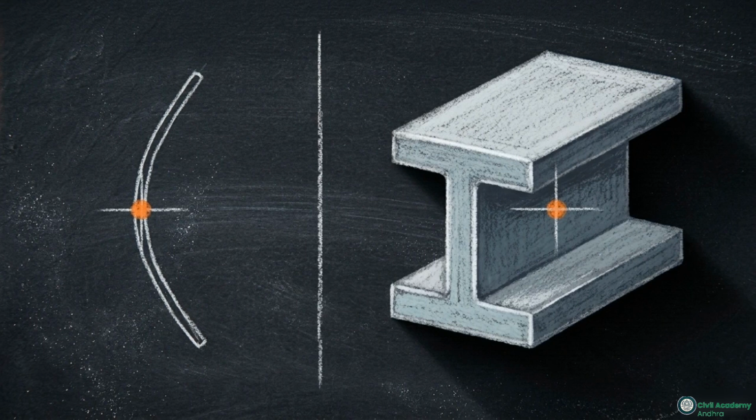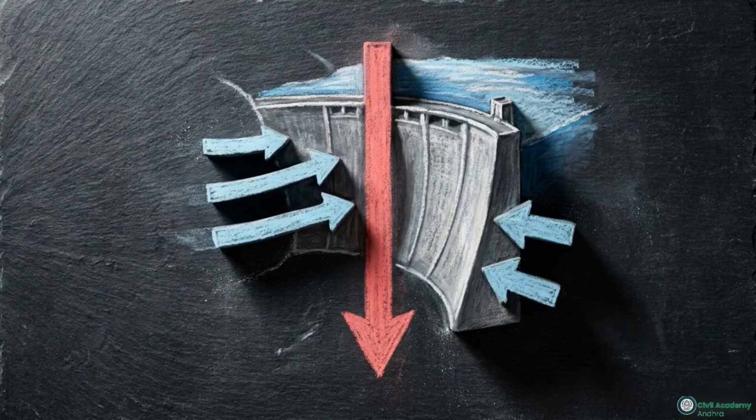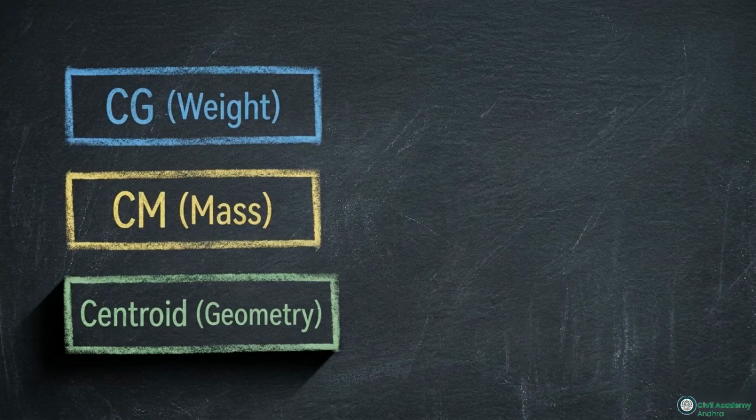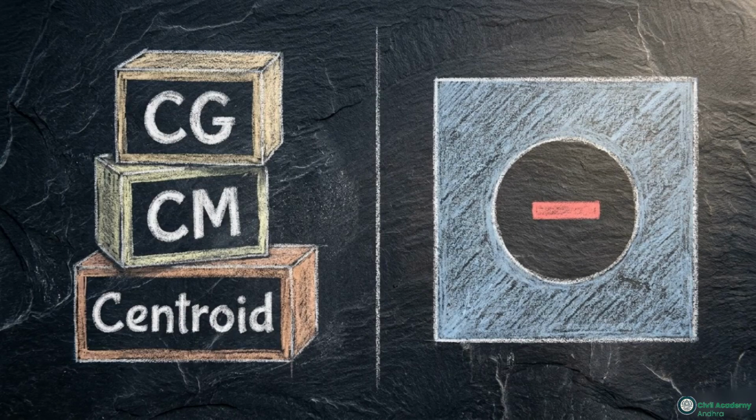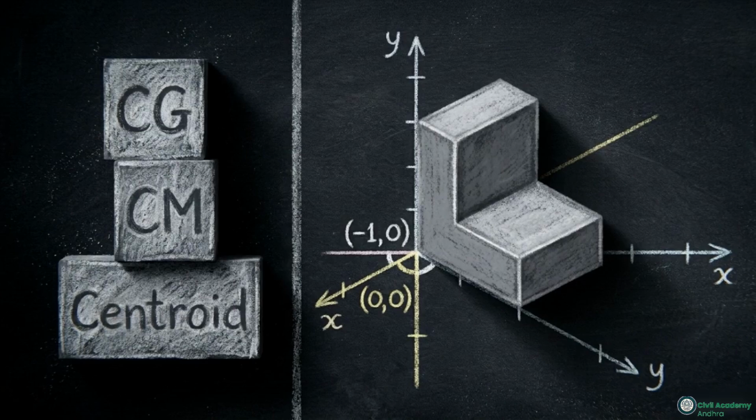From a single wire to a three-dimensional solid, the principles of centroids allow us to predict exactly how a structure will respond to load and gravity. To maintain accuracy in any mechanics problem, follow these three principles. Use lines of symmetry to find coordinates without calculation. Treat holes and voids as negative areas. And always measure every component from the same fixed global reference axis.